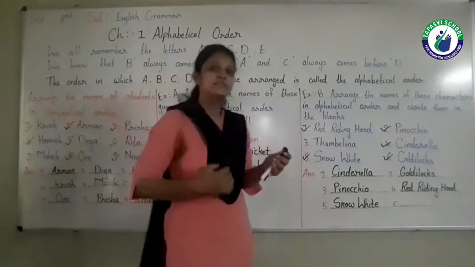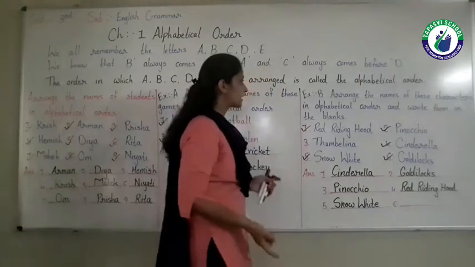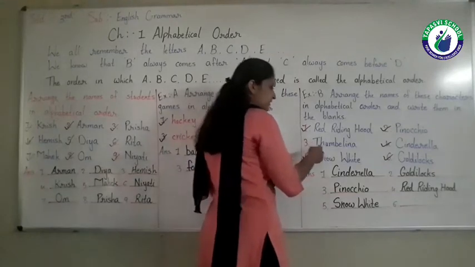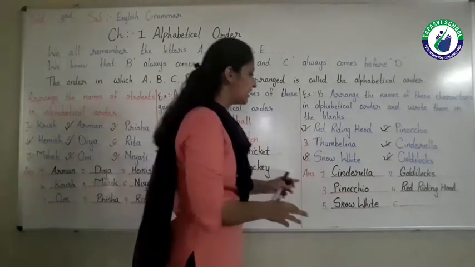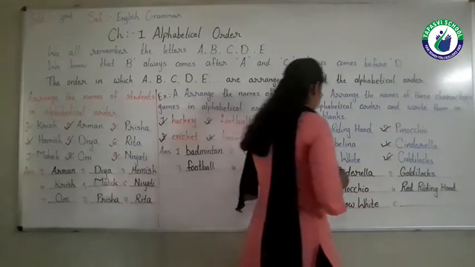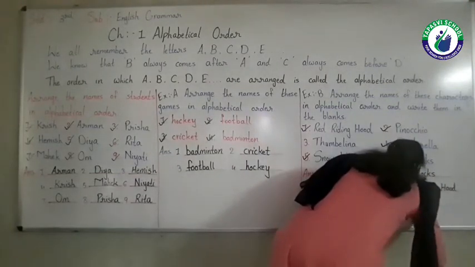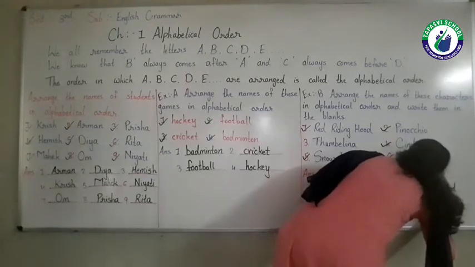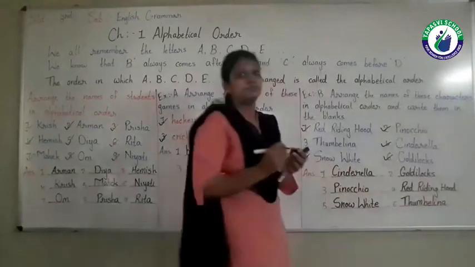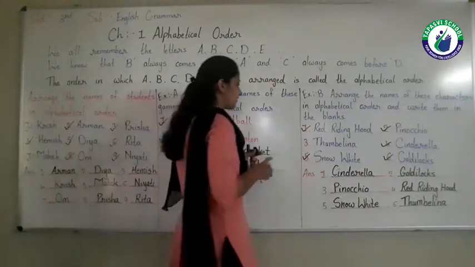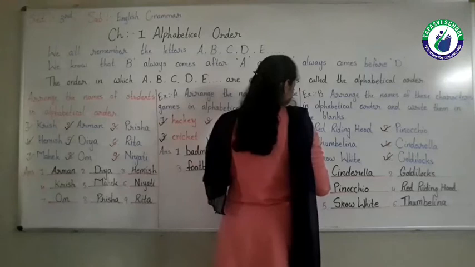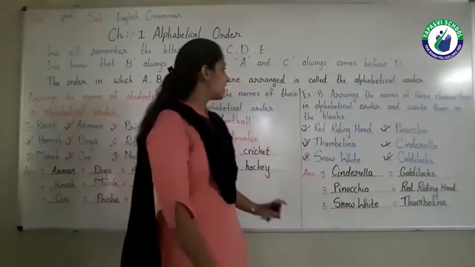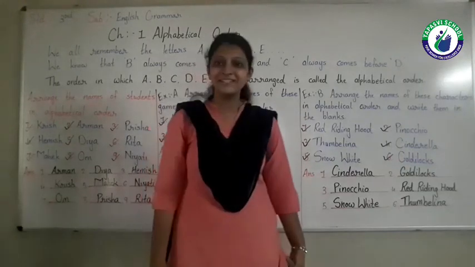S after T. Now last character name is remaining, Thumbelina, and it starts with letter T. So that we have to write down in number 6. Thumbelina. Okay. Now we have to tick right on the word Thumbelina. So here our exercise B is complete.